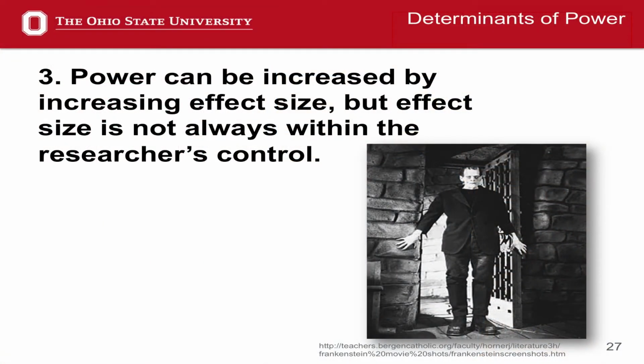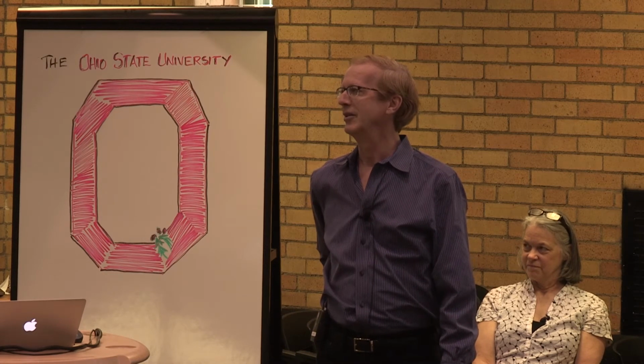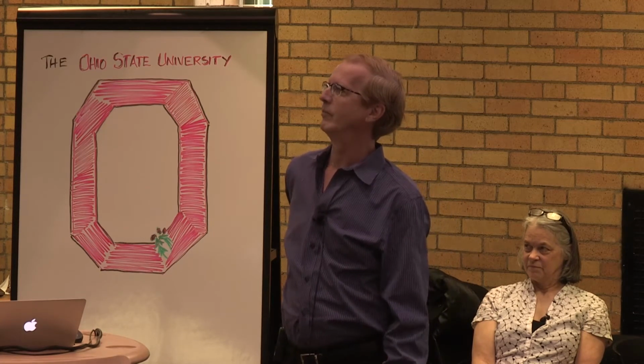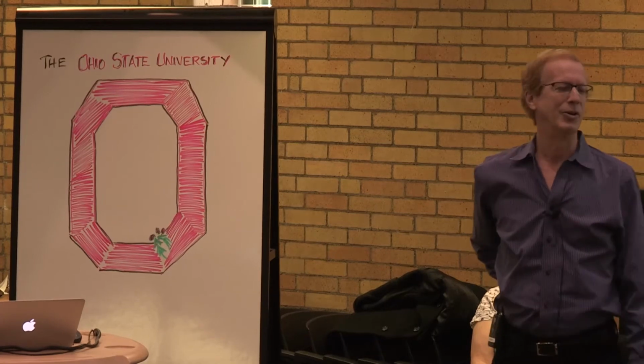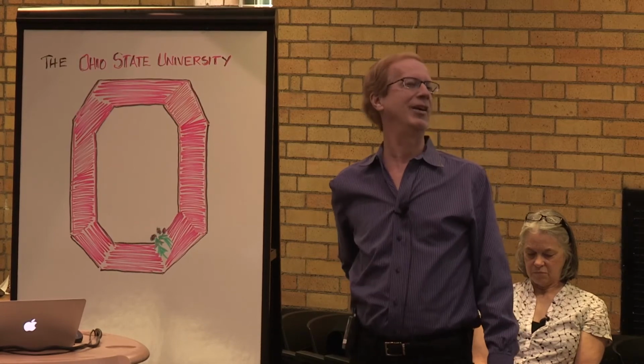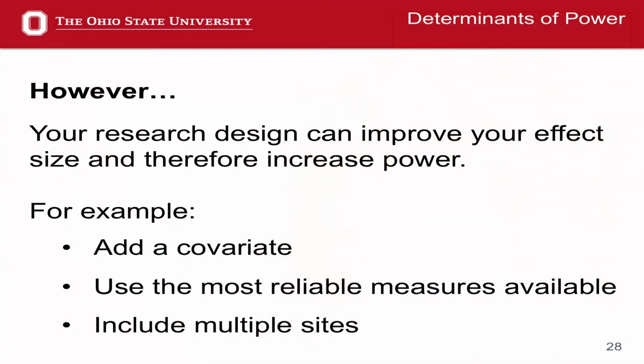And then lastly, power can be increased by increasing the effect size. And so the idea there, Frankenstein is a rather large effect size. He sort of wreaked havoc on the entire village. But certainly it was not under the researcher's control. If we had control of the effect size, we wouldn't have to worry about anything else, basically. So again, the idea is that the larger the effect size, the easier it is to detect. And we don't need a million cases in order to detect an effect size that's really large.